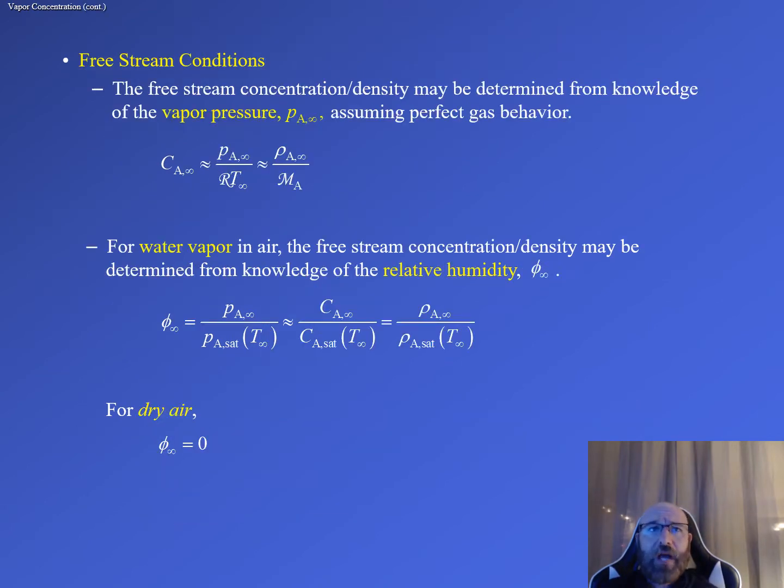We take a look now at our free stream conditions. The free stream concentration density may also be determined from the knowledge of our vapor pressure. So again, looking back at our variables here, this is our P sub A comma infinity for our vapor pressure. And we can do this assuming, again, this perfect gas behavior. Based upon that vapor pressure, which we can see right here in the numerator, we have the following relationship in order to solve for this free stream concentration.